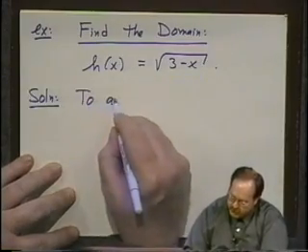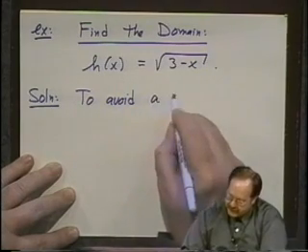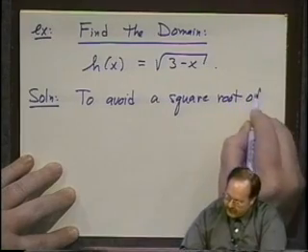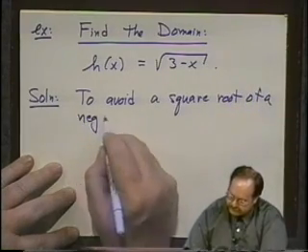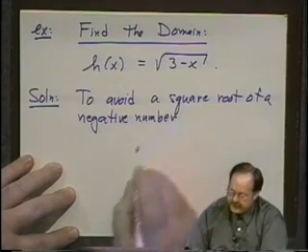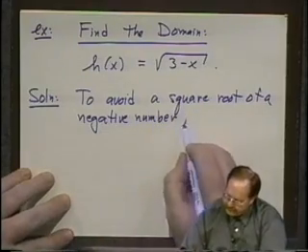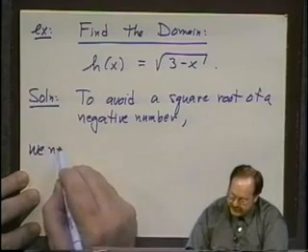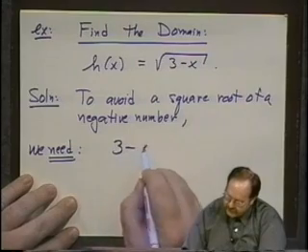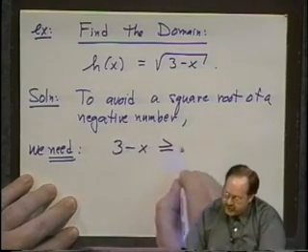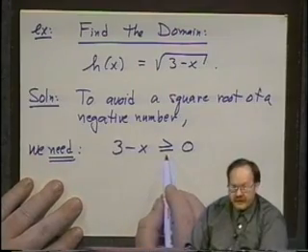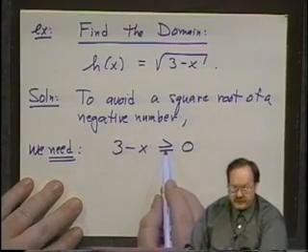So, to avoid a square root of a negative number, which, as you know, leads us to a complex number, we need, and again I'm writing this down, notice the pattern here, we need what? We need that 3 minus x is greater than or equal to 0, but not less than 0. It is either equal to 0, which is fine, or greater than, which is positive.